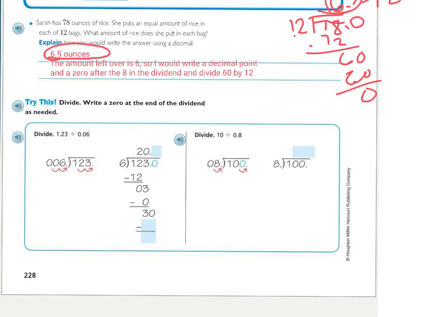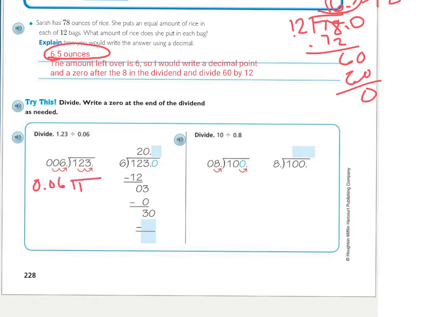All right, so let's try this. We're now going to divide. We're going to write the 0 at the end of the dividend as needed. So remember that on this particular problem, I have a decimal in here, and I have to move it over. Actually, I'm going to rewrite it because I don't like the way they did it.